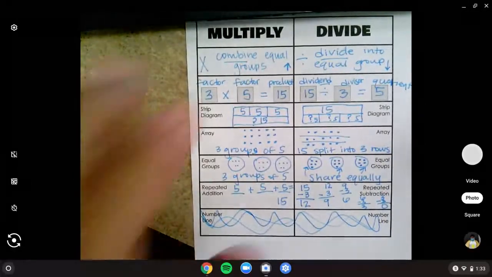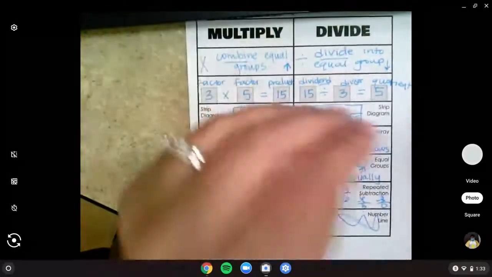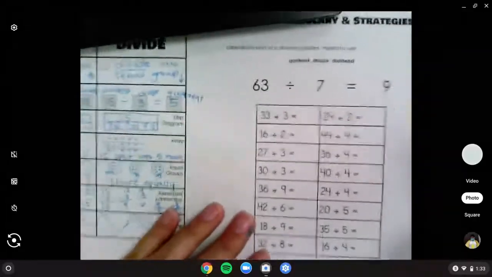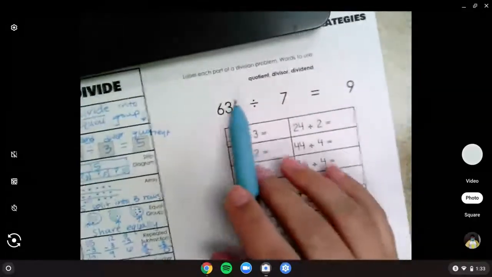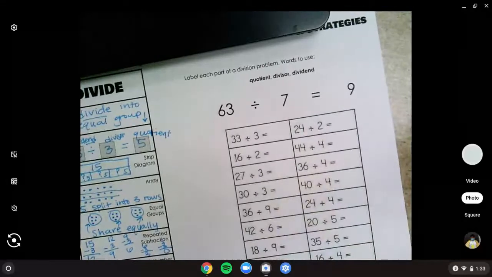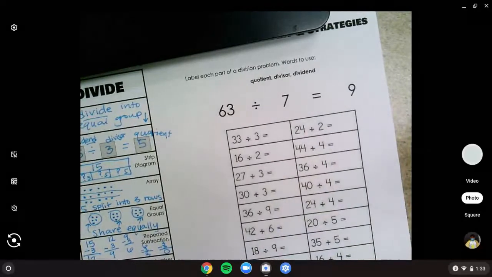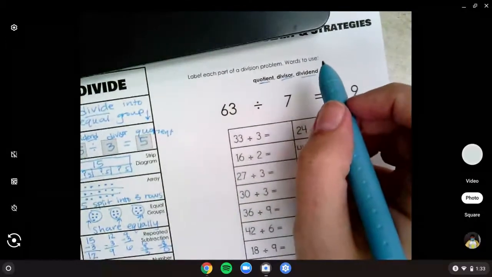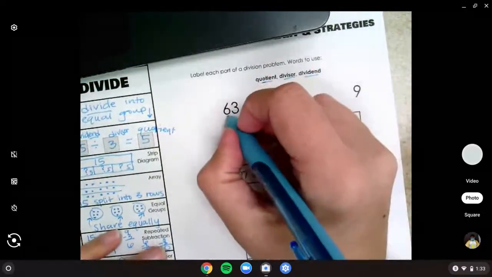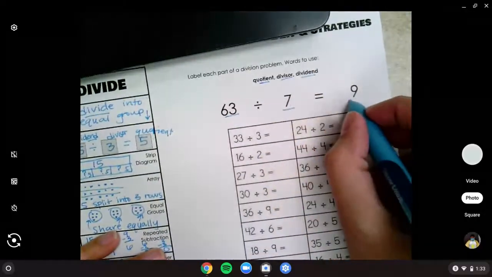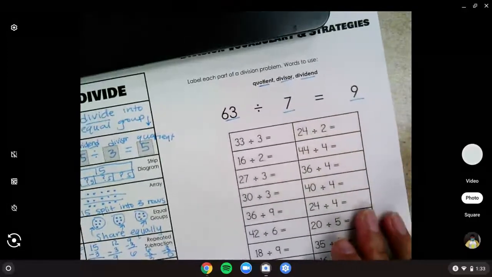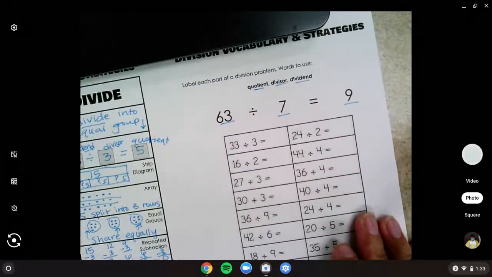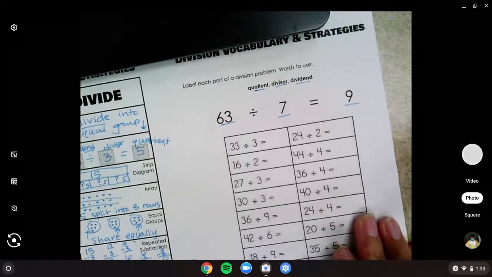So you're going to use these skills to help us. I'm also going to teach us one more quick one. So for this top part, you want to label using quotient, divisor, or dividend. You're going to label the 63, the 7, and the 9. What would you call each part? Pause while you work on just that part and come back after.